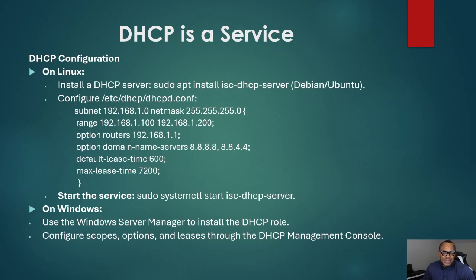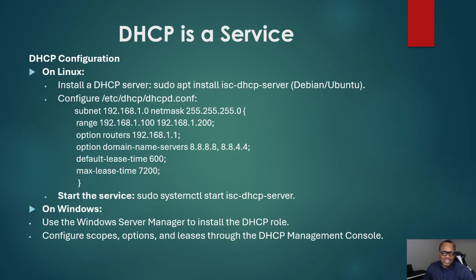DHCP is a service. At home, it is built in your modem or router. In large enterprises, it will run on a server. It can be installed on a Linux or Windows machine, and after installation, configuration has to be set. And let us look at this configuration for an example. On a Linux machine, you have to install the DHCP server. If you are using a Debian based or Ubuntu machine, then you'll be using apt to install it.